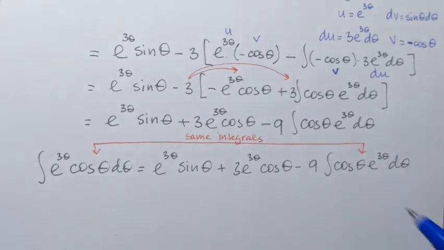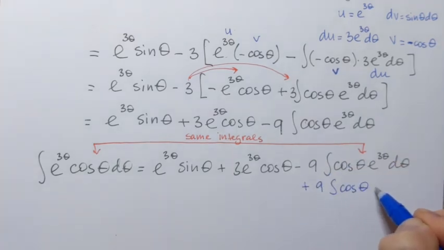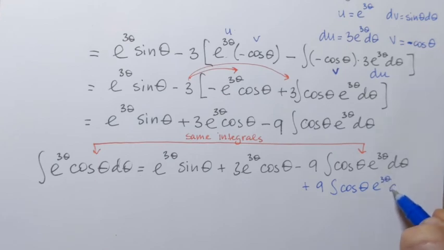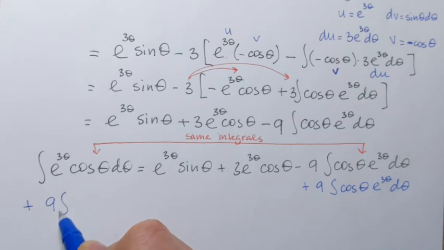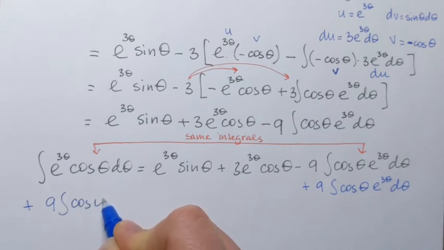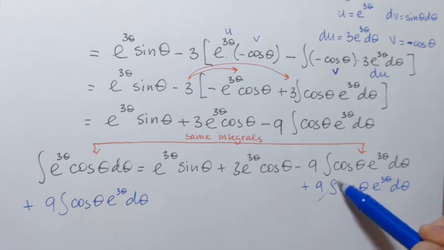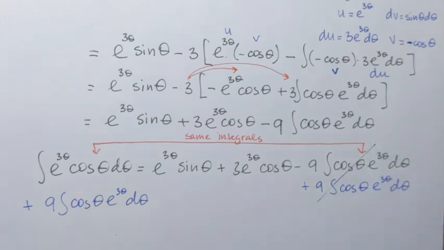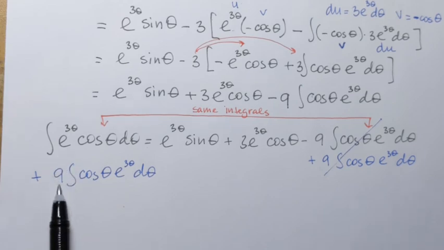Okay, I'm writing this. Plus 9 integral cosine theta e to the power 3 theta d theta on the right hand side, and then plus 9 integral cosine theta e to the power 3 theta on the left. I can add that to both sides. It's gone from the right hand side, but my left hand side is now the following. It's 1 integral like that plus 9 more integrals like that, so I have a total of 10.